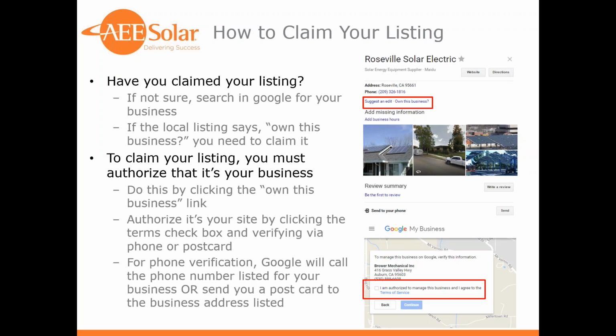You can do it in the Google search, either your business name, or you can do something like solar installer in your city, and it should pop up all the local listings for that area, and you can look for yours. This is just one, again, in the area where we are, and you can see in the red box it says suggest an edit, own this business. If it says own this business, that means you did not claim it. So that's really important, and you absolutely need to claim your listing.